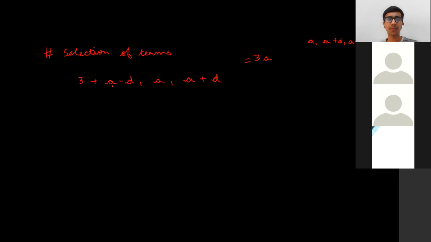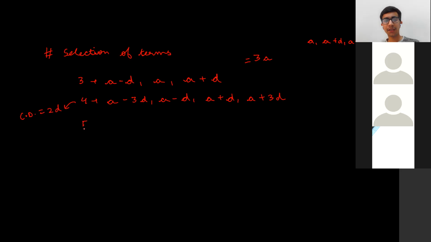If you want to select 3 terms for an AP, take the terms as A minus D, A, A plus D. Now let's say if you want to select 4 terms, you take those terms as A minus 3D, A minus D, A plus D, and A plus 3D. Now here the common difference is 2D. देखो हर term के बीच में जो difference है, that is 2D. You add 2D to every term and you get the next term from that. Okay. So the common difference here is 2D.